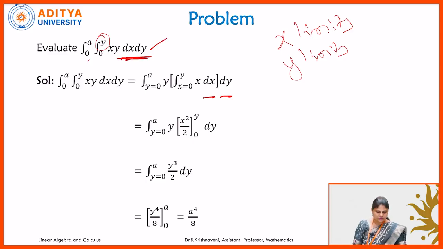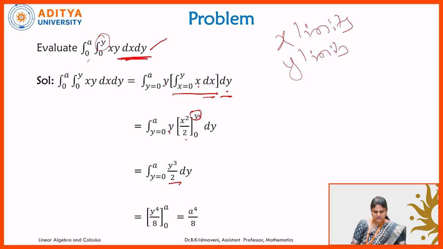So let's start the question with the same order, that is integral 0 to a, integral 0 to y, xy dx dy. Here y is from 0 to a, and we have separated the y variable: integral x equals 0 to y, x dx dy. First let's integrate the inner part. Integral y from 0 to a, y into x integration is x² by 2 between the limits 0 to y, dy, which is equal to integral y from 0 to a, y into, substituting the upper limit, y² by 2, that is y³ by 2 dy.